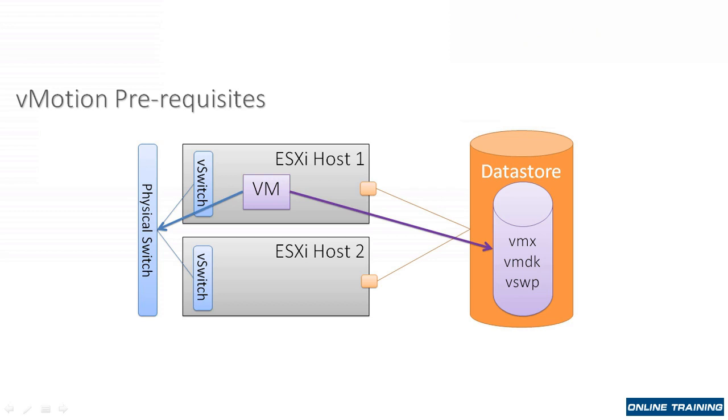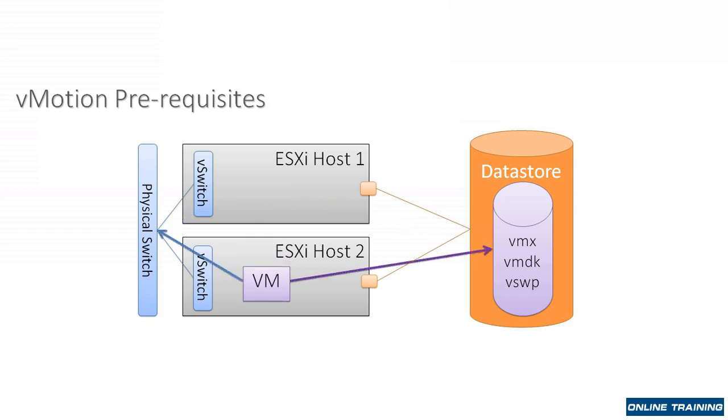And so to do that, we're going to need what's called shared storage. When you hear that term shared storage, just think of it this way: shared storage is a data store that is accessible across multiple ESXi hosts. So we've got this data store that's available on multiple hosts, and if my VM moves from host 1 to host 2, it's still going to be able to access all of its files.